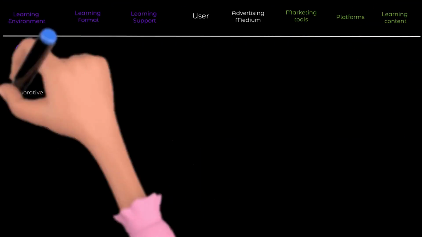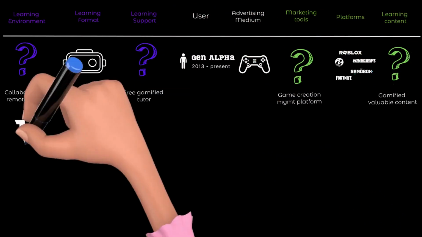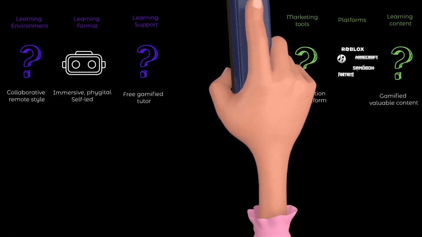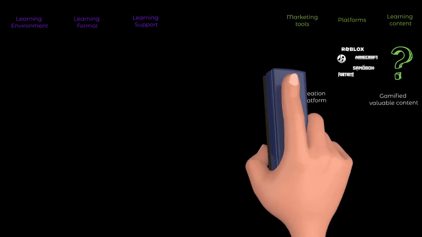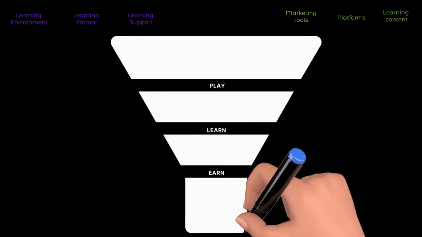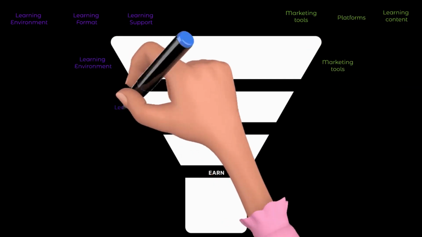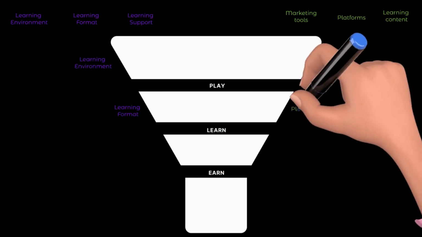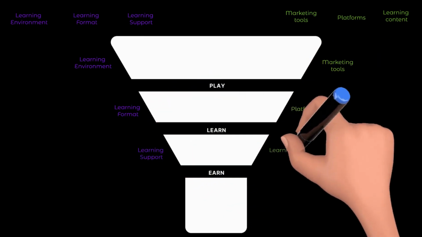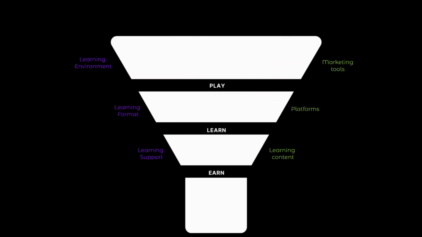In our last graph, Gen Alpha presents 4 opportunities, 2 in education and 2 in marketing. We will illustrate how each opportunity shares the same solution on both sides of the graph. The top of the funnel, learning environment and marketing tools, will share the same solutions. Next, learning format and platforms will also share the same solutions. And then, learning support and learning content will share the same solutions.